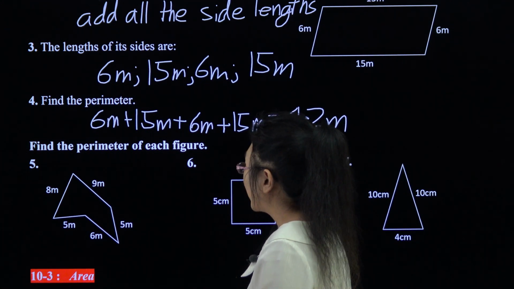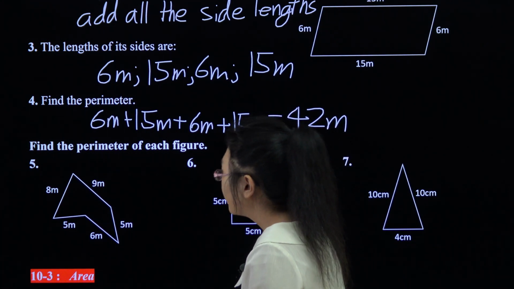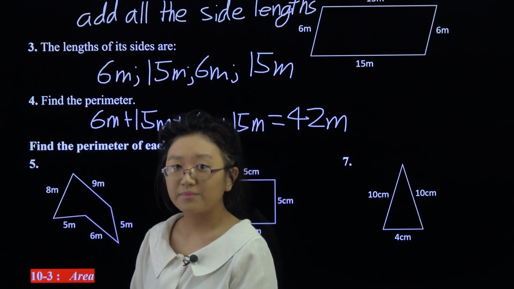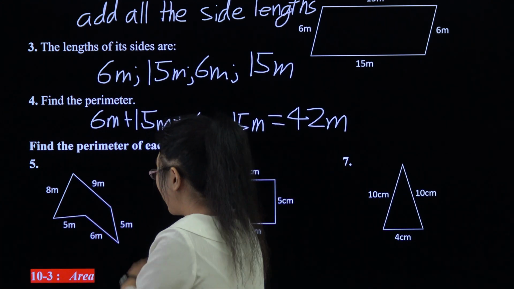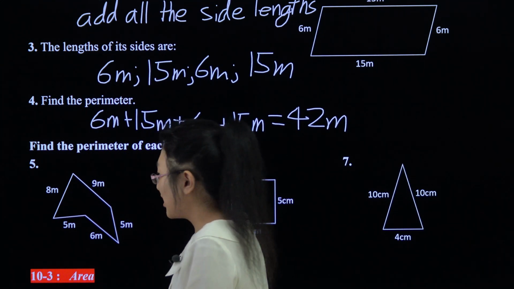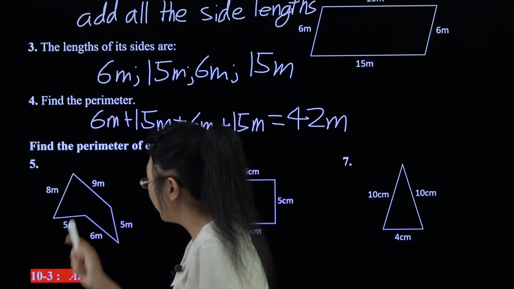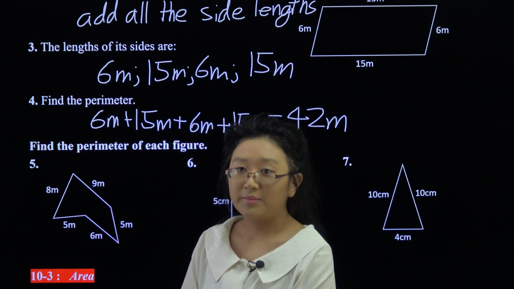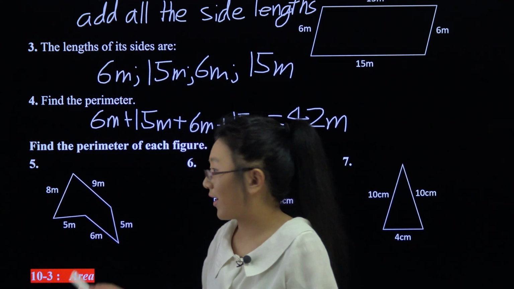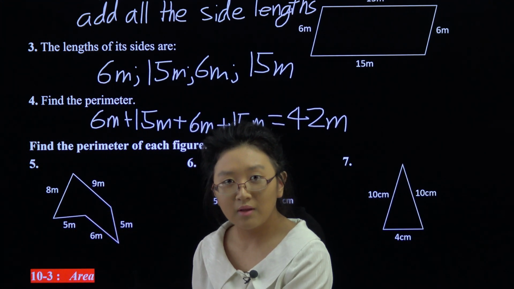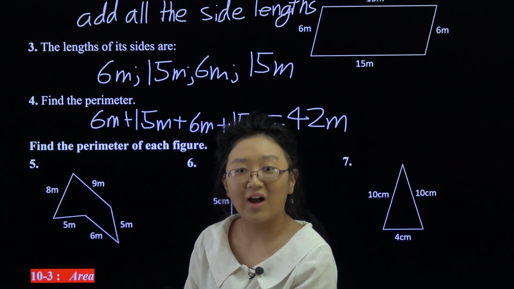Find the perimeter of each figure. Well, for question number 5, we have this strange figure. But no matter how strange this figure looks, it's still, well, how many sides does it have? 1, 2, 3, 4, 5. It's still a pentagon because it has 5 sides. It doesn't matter how weird it looks. It doesn't look like the standard pentagon, but it's still a pentagon because it has 5 sides.